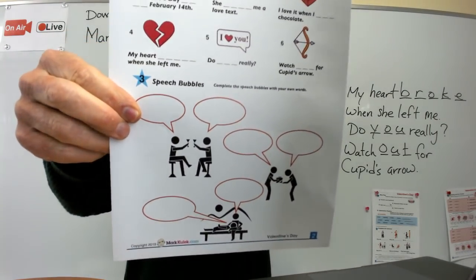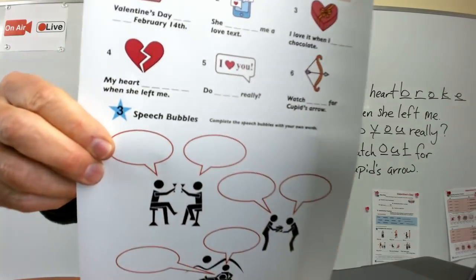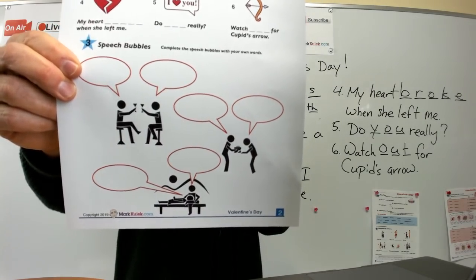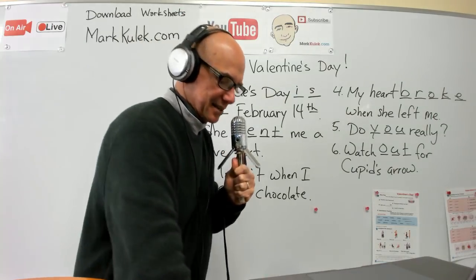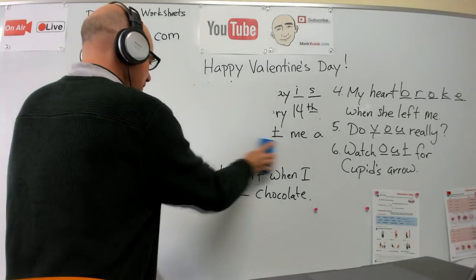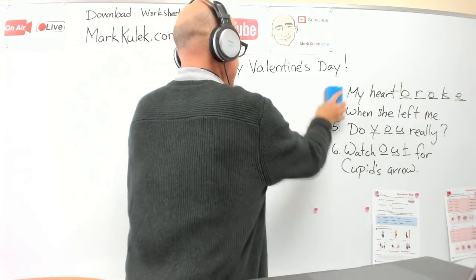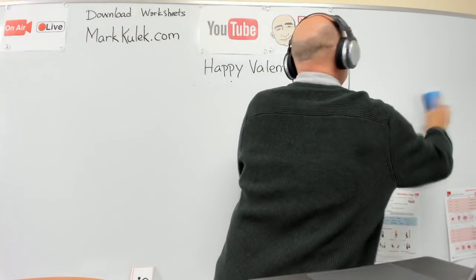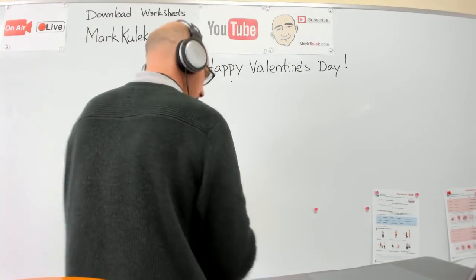Okay, good. Now this is where you have to think of your own sentence. These are speech bubbles. This is part 3. So what are these people saying? I'm gonna erase this. So what are these people saying? What are they saying? You have to fill in the speech bubbles, okay?